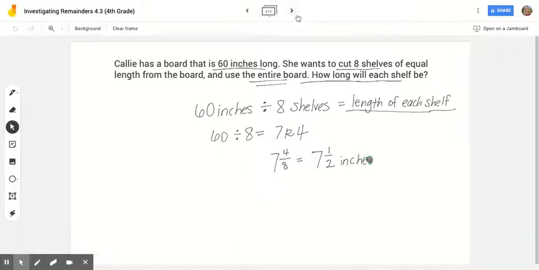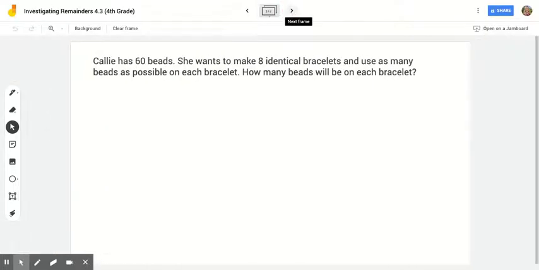All right, let's check out the next situation. Same person, different context. So read it to yourselves. Take a moment. All right, she's got 60 beads. She wants to make 8 bracelets. She wants to put as many beads as possible on the bracelet. Okay, so again, 60 divided by 8 equals 7 remainder 4. So the question is, how many beads will be on each bracelet?